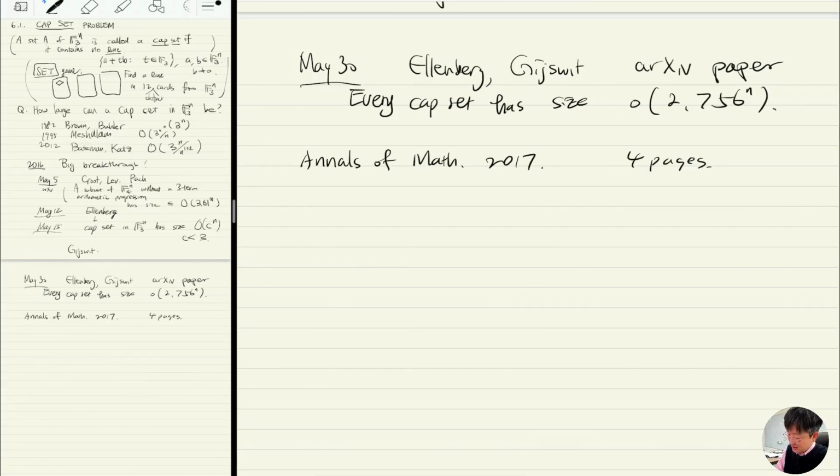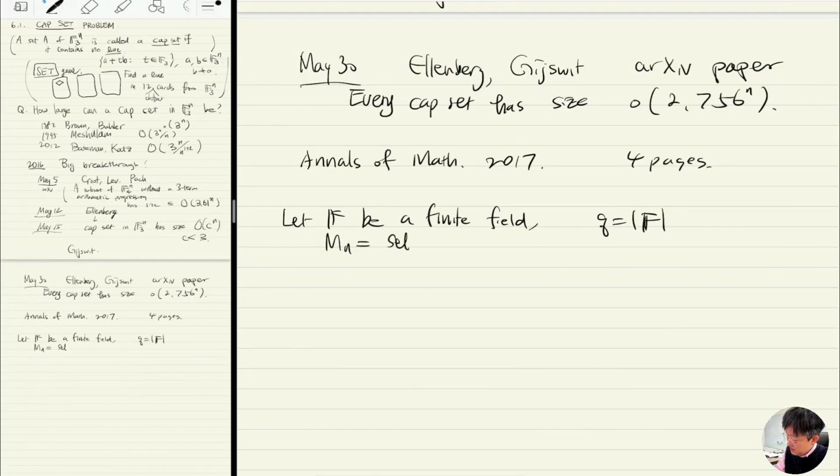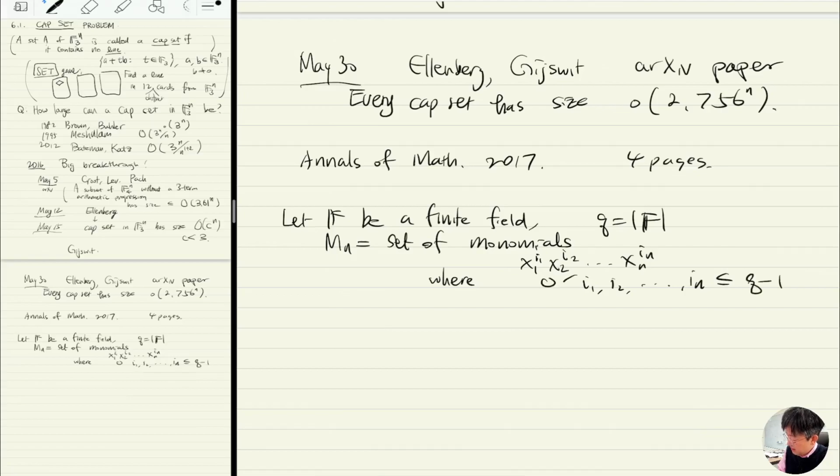All right, so let F be a finite field, and Q is the number of elements, and let Mn be the set of monomials x1^i1, x2^i2, up to xn^in, where each of i1, i2, all these integers, is at most q minus 1 and at least 0. Okay, that's Mn.